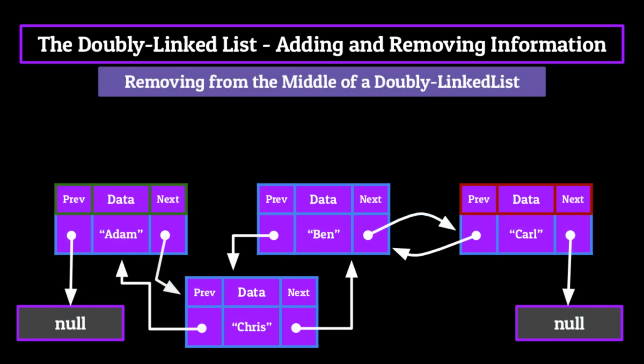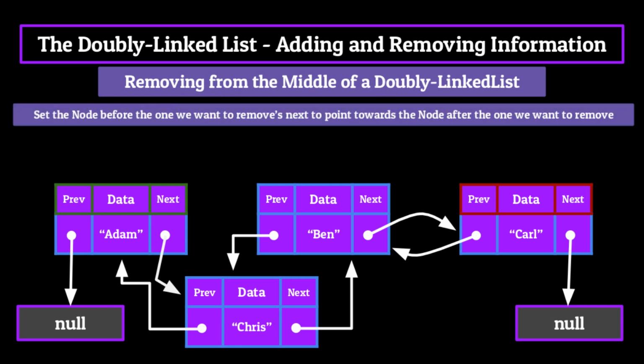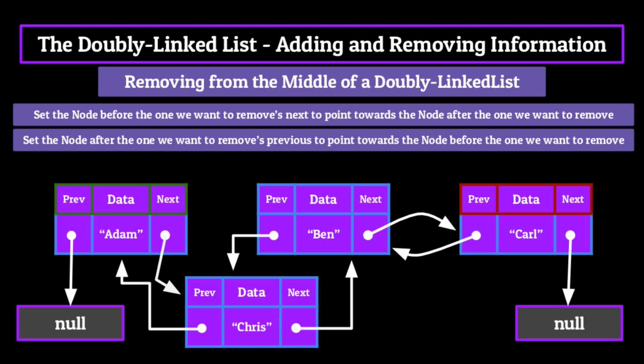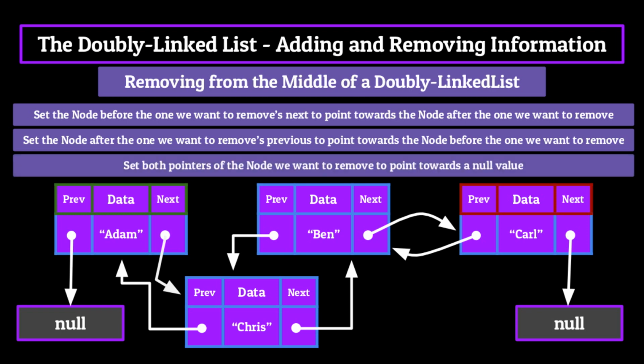Removing a node from the middle of a doubly linked list is also a three-step process. First, we set the node before the one we want to remove's next to point towards the node after the one we want to remove. Then, we set the node after the one we want to remove's previous to point towards the node before the one we want to remove. The final step is to set both pointers of the node we want to remove to point towards a null value. Again, a little complicated, so let's take it to our example list and try it out.